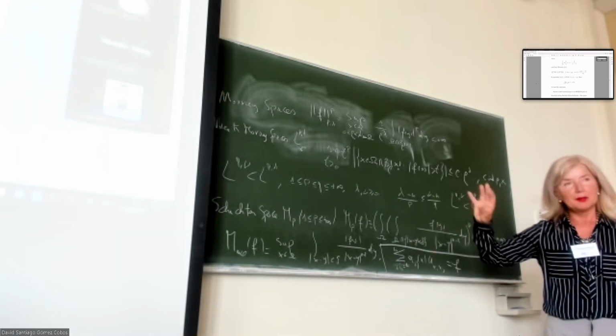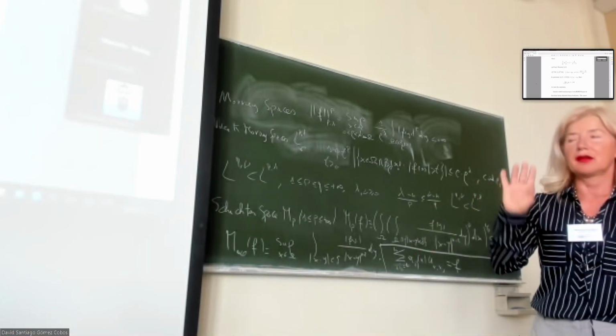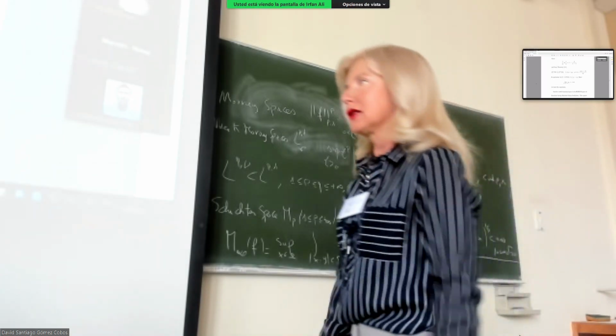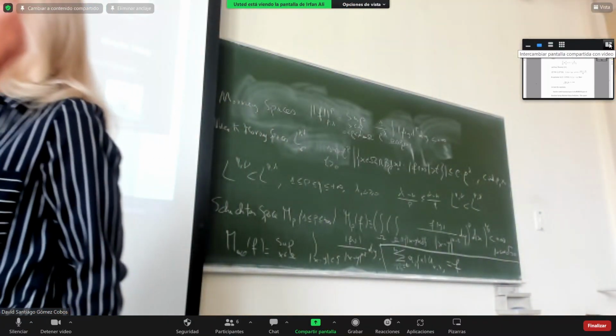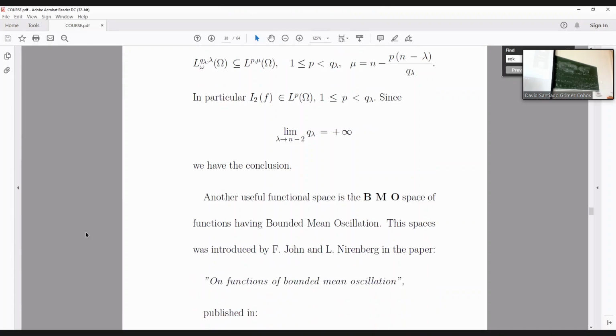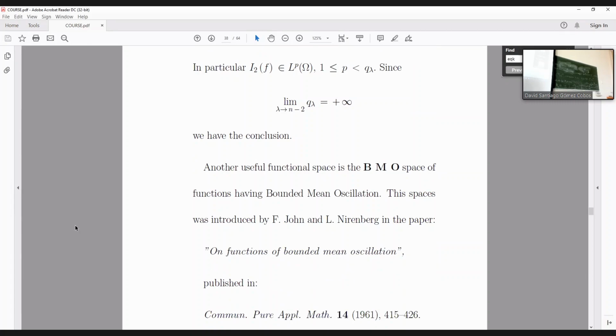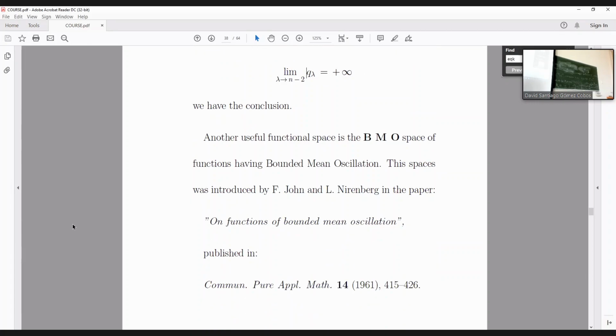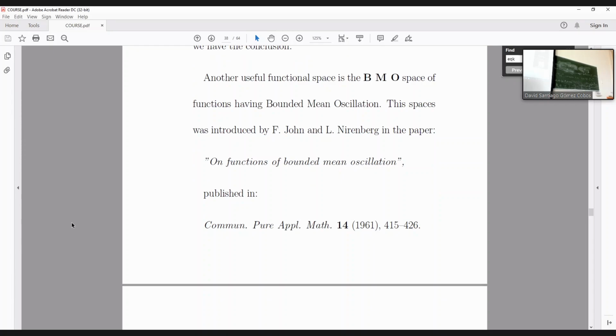aij are in BMO or similar. But first we need to define the BMO class. BMO means bounded mean oscillation. This class was first defined by John and Nirenberg in the paper titled "On Functions of Bounded Mean Oscillation", published in Communications on Pure and Applied Mathematics in 1961. So, in this paper, they defined this class.